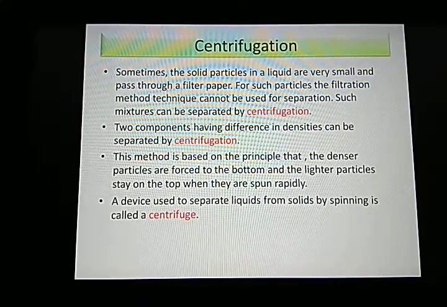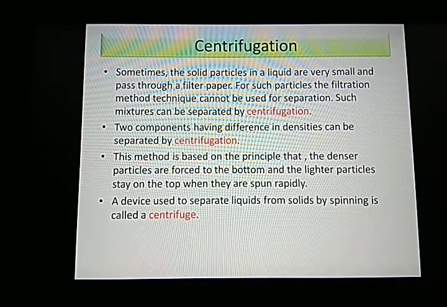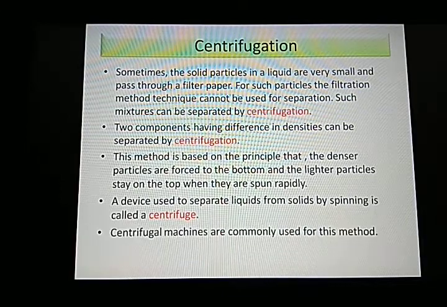Now a device that is used to separate out the liquid from the solid by spinning is called a centrifuge. This spinning process spins very rapidly. The device which carries out this spinning process to separate out the solvent and the solute part is called a centrifuge. Centrifugal machines are commonly used for this method. They are also called centrifugal machines.